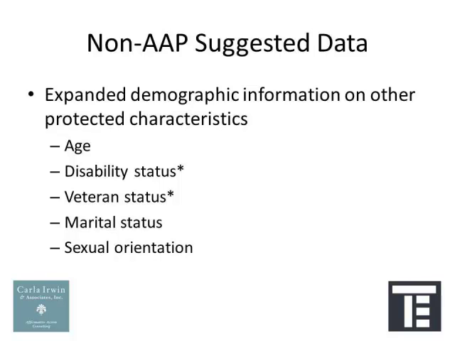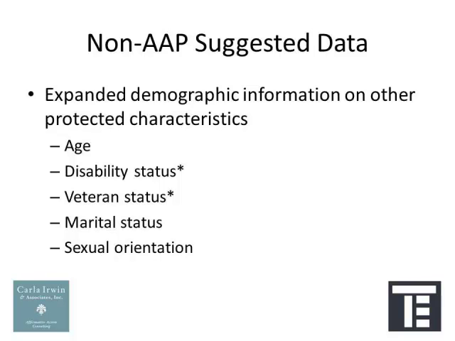Probably first and foremost is age. And ideally what you want to do here is capture the date of birth rather than age, because age, unlike gender or race, changes over time. So if you have the date of birth, it's very easy to calculate what the person's age is as of a specific date. It's also a good idea to capture the disability status and the veteran status.